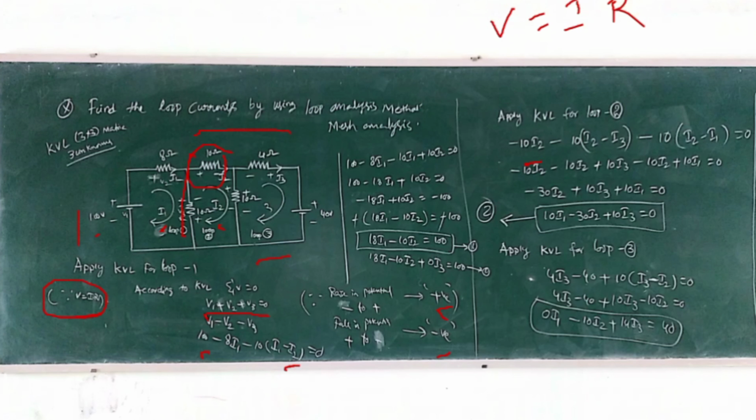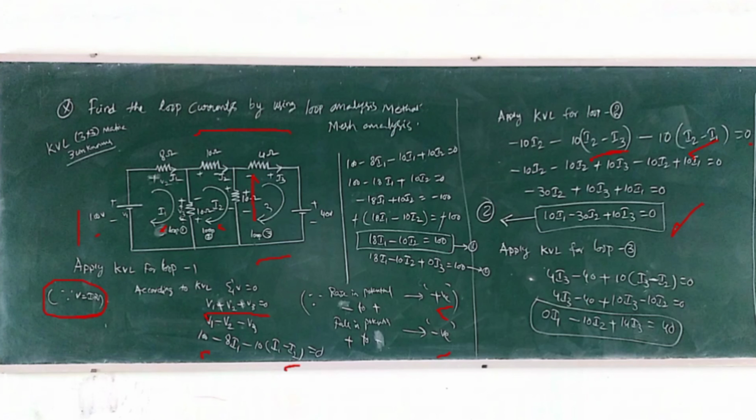Ohm's law we are applying. After that, for the other 10 ohm resistance, the other current entering is I3, that is minus 10 times (I2 minus I3) minus 10 times (I2 minus I1) equal to 0. After solving this, you can get 10 I1 minus 30 I2 plus 10 I3 equal to 0, that is equation 2.